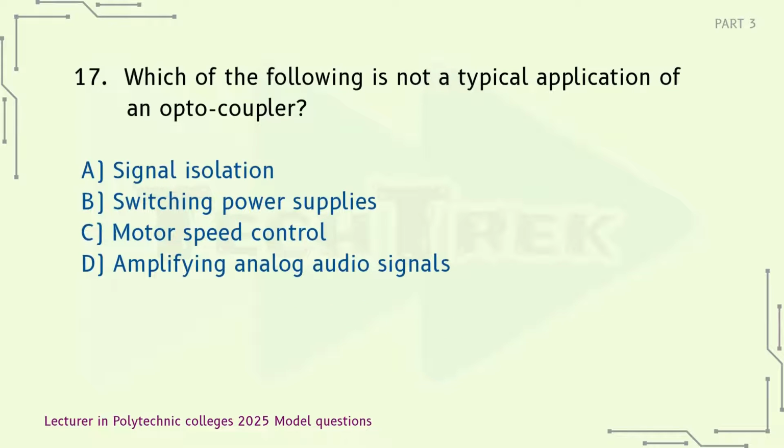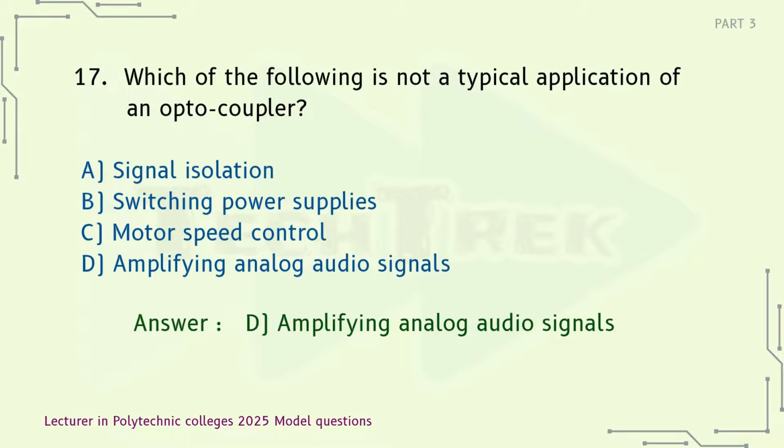Which of the following is not a typical application of an optocoupler? A. Signal isolation. B. Switching power supplies. C. Motor speed control. D. Amplifying analog audio signals. Correct answer is option D. Amplifying analog audio signals.